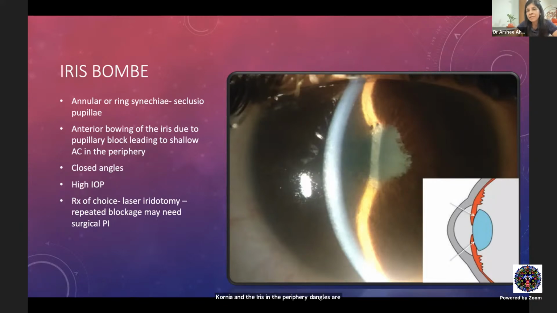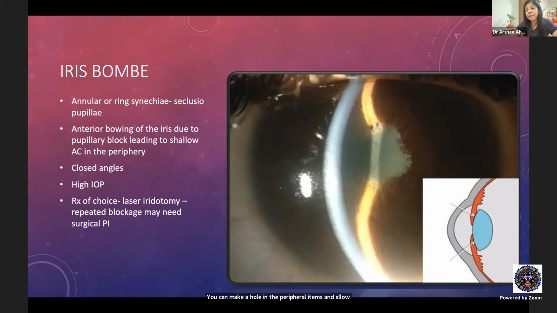So how do you relieve this? You need to make an alternate pathway. With the help of peripheral iridotomies, that is laser PIs, you can make a hole in the peripheral iris and allow the aqueous humor to move again.